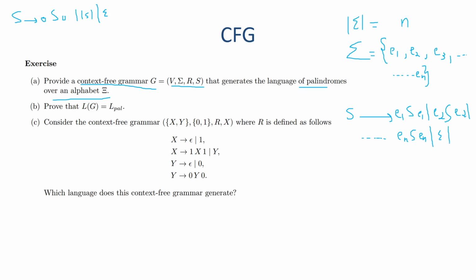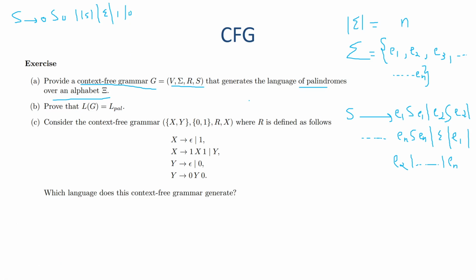So I'll need some more rules. I'll say or E1, or E2, or all the way to En, right? Makes sense. These rules that I added at the end are very important. They are what generate the odd palindromes. So here we'd have an actual or 1 or 0 as well. Cool.